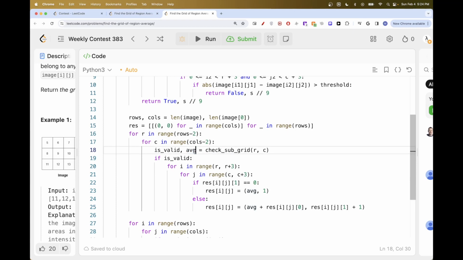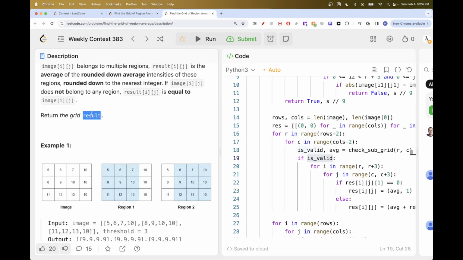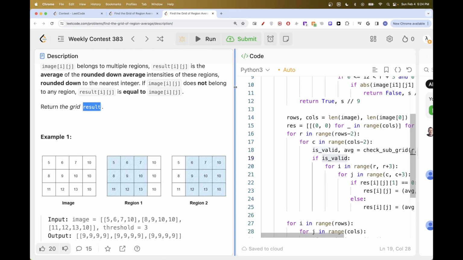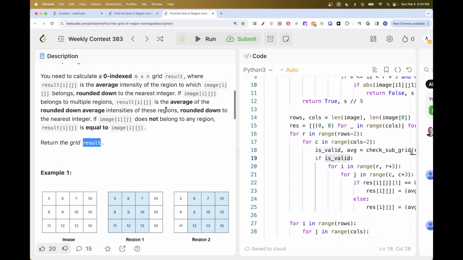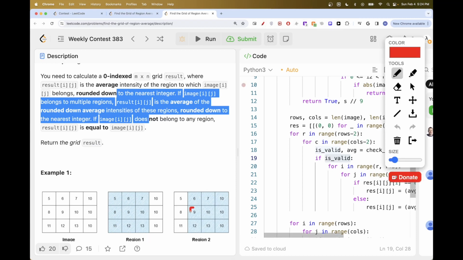Now, if it's valid, then we need to fill our result grid. Okay, so how do we fill up our result grid? This is where it becomes interesting, because we may have multiple regions for the same cell. For example, cell 9 here has 2 regions. So its value for the result is going to be the average of this one plus the average of this one, divided by 2.